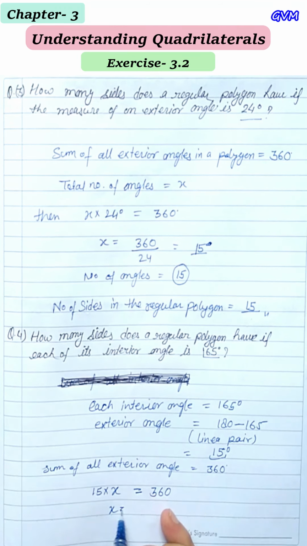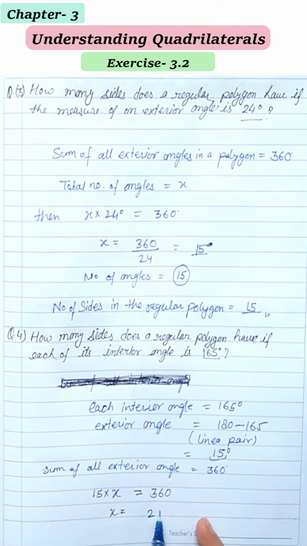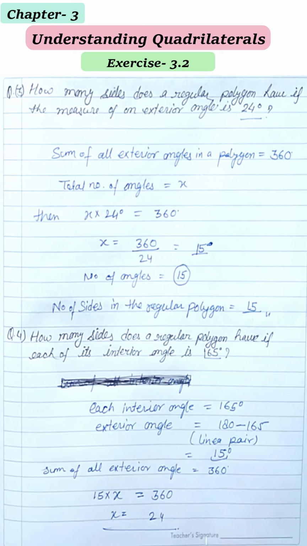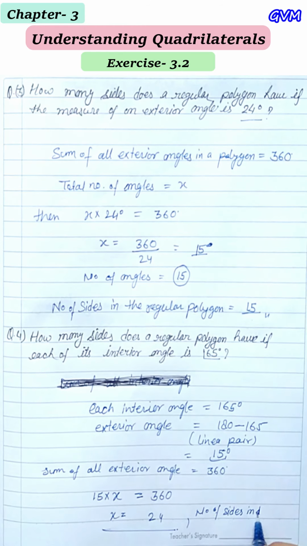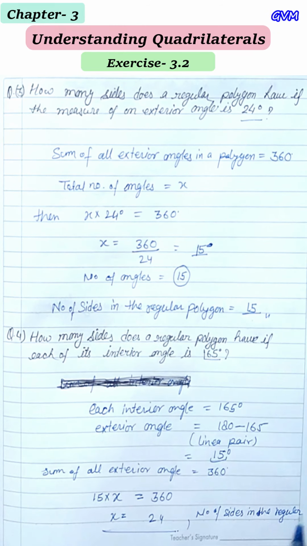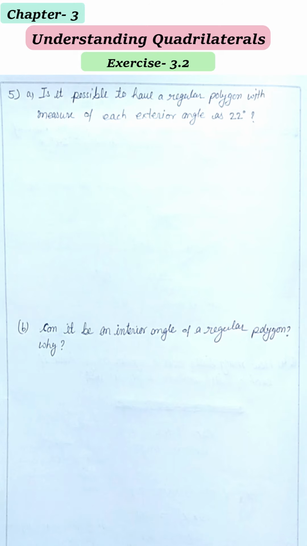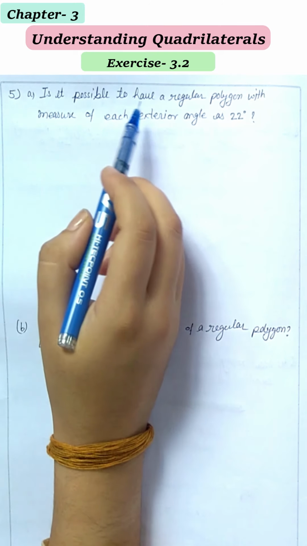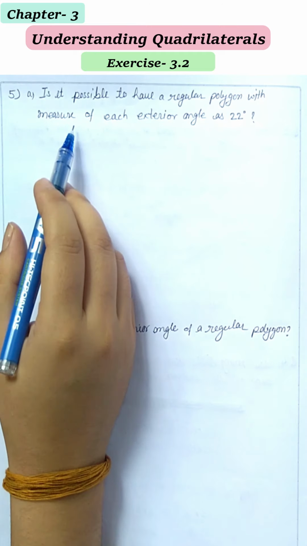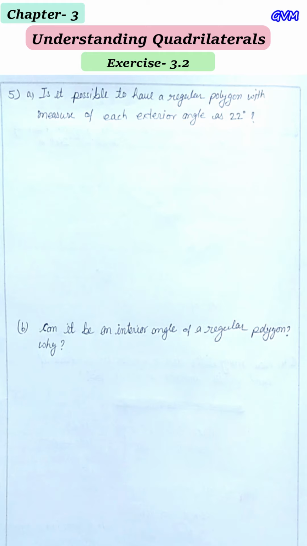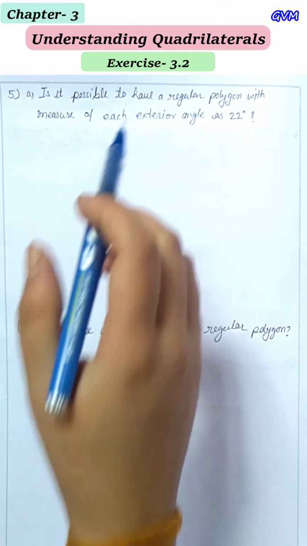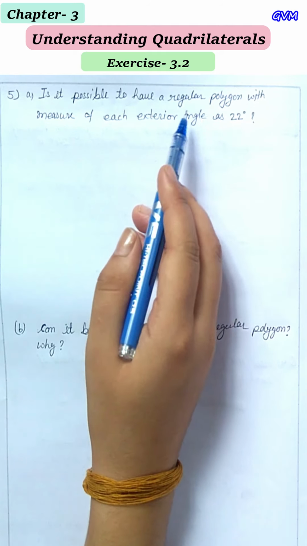So x is equal to, from here, 24. That means the number of sides in the regular polygon is 24. Question number 5 is the A part. Is it possible to have a regular polygon with measure of each exterior angle as 22 degrees? The question is asking whether it is possible to have a regular polygon.